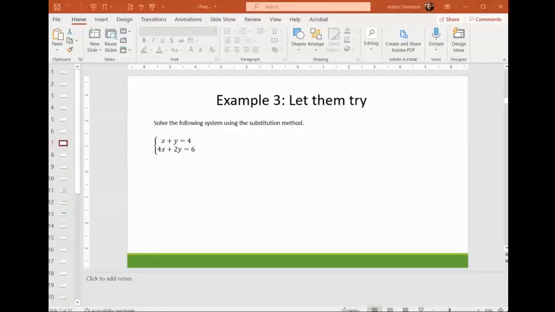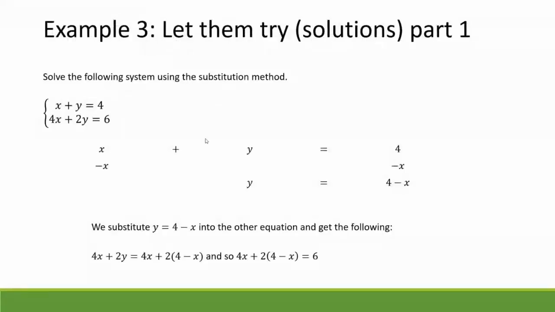Okay. So this is actually the substitution method. So again, we're going to solve this using that method. From the first equation, this is what I did. I got y in terms of x. You could actually get x in terms of y if you want.